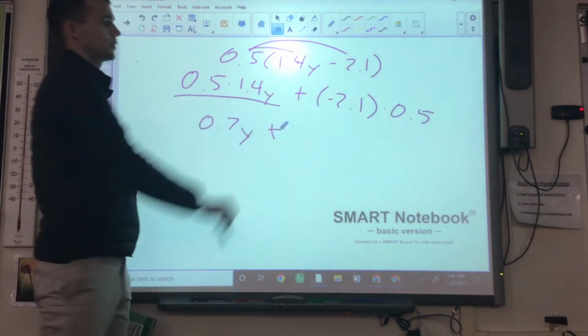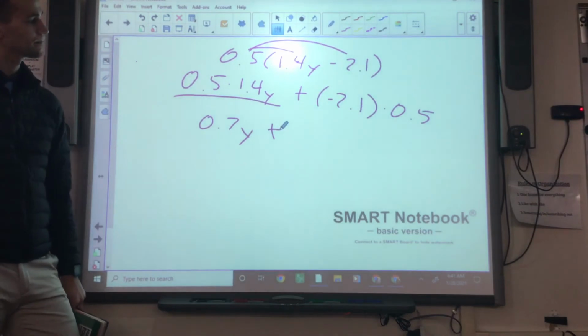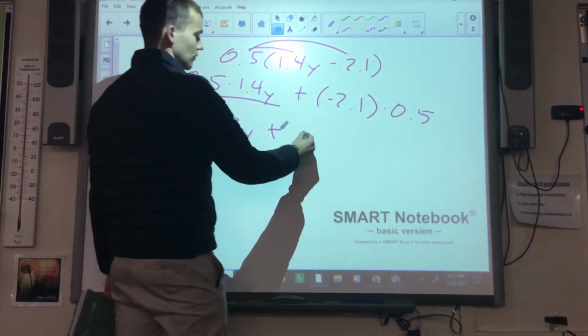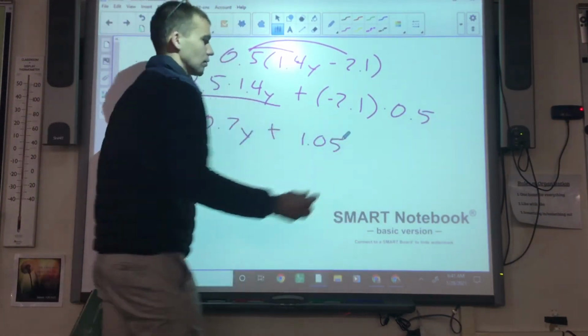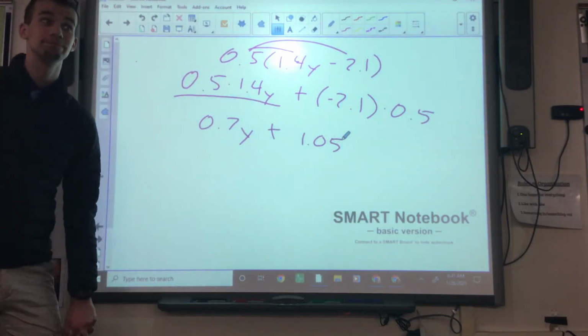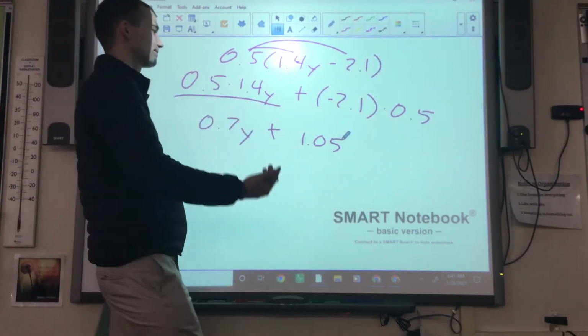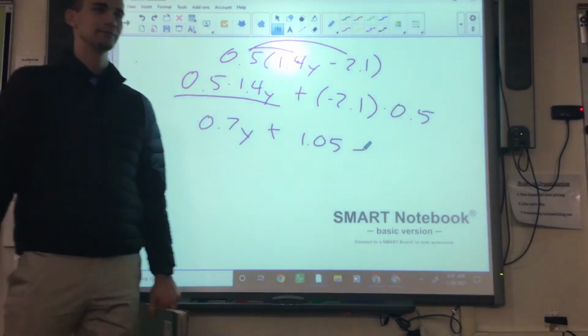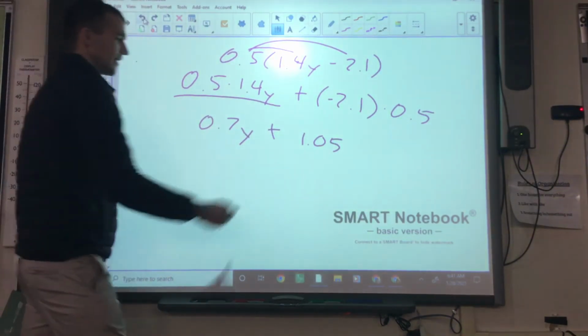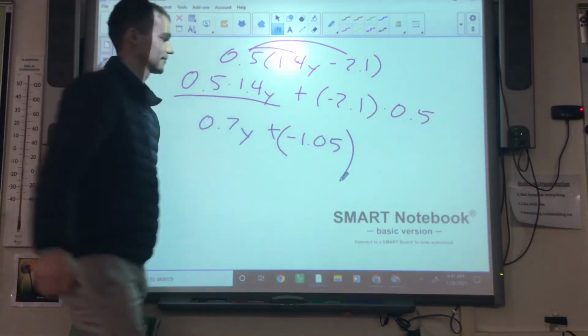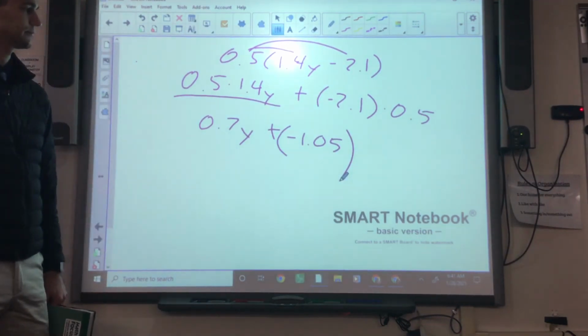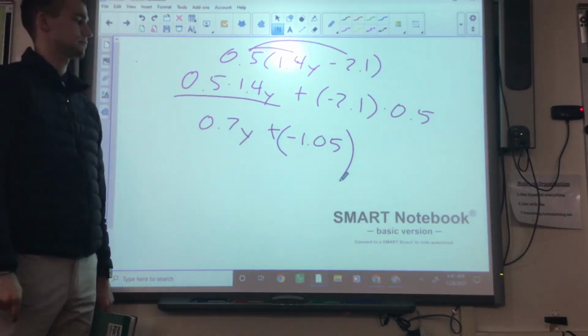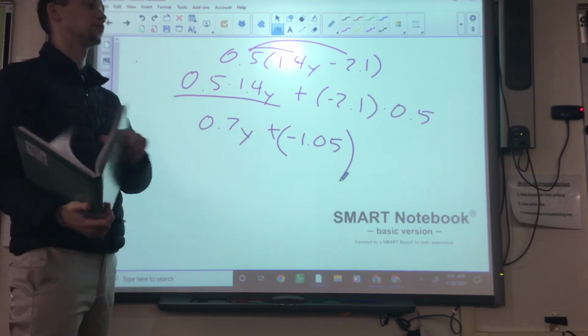Okay, and then this should be 1.05. Negative. Like that? No, in the front with the parenthesis. Yeah, negative. And the actual answer would be 0.7y minus 1.05.